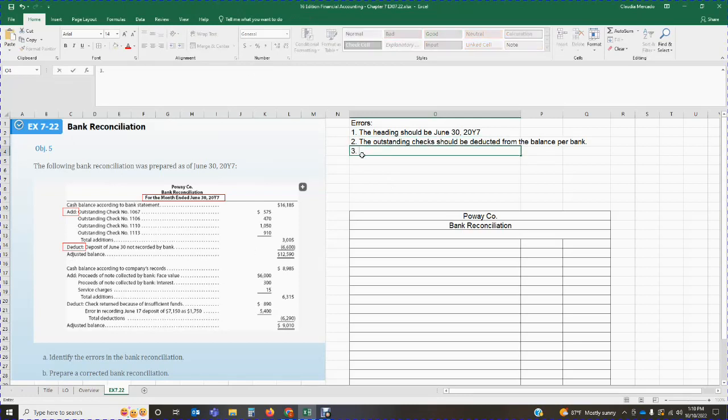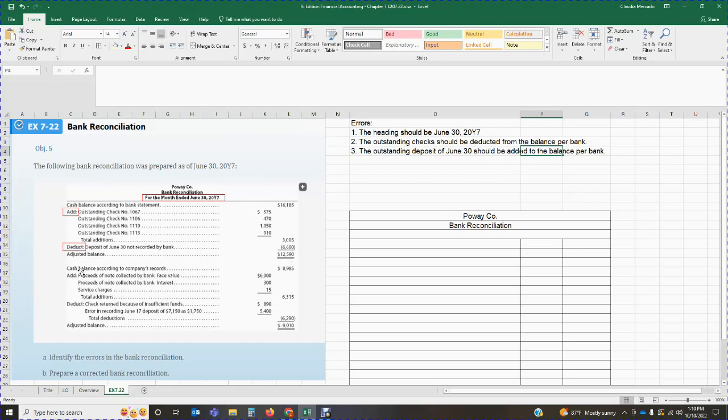Okay, so the deposit of June 30th should be added to the balance per bank. The outstanding deposit of June 30th should be added to the balance per bank, not deducted, okay? And after that, we get our adjusted balance of $12,590, okay?